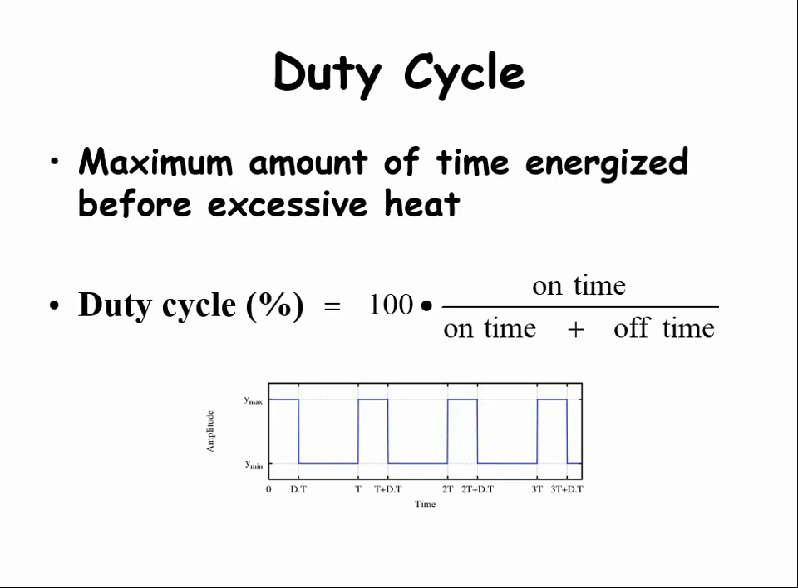The duty cycle is calculated using this equation shown here. It is 100 times the time on over time on plus time off. So if a device is energized, say, 4 minutes out of every 10 minutes, the on time is 4 and the off time is 6, the duty cycle is 40%.